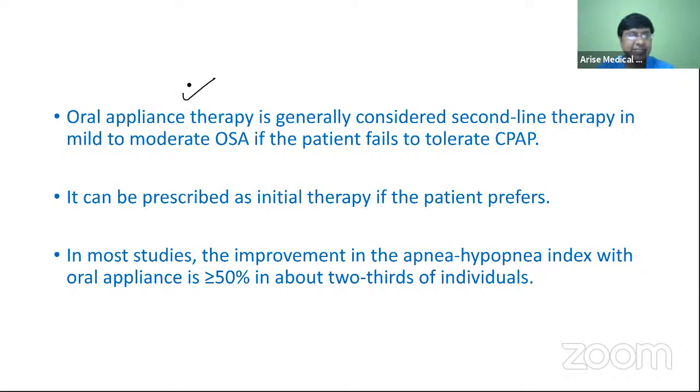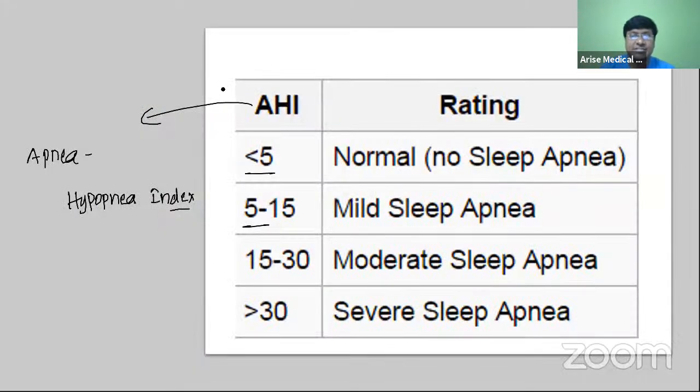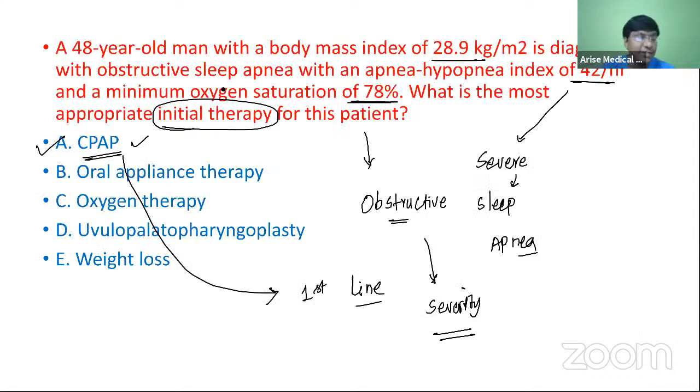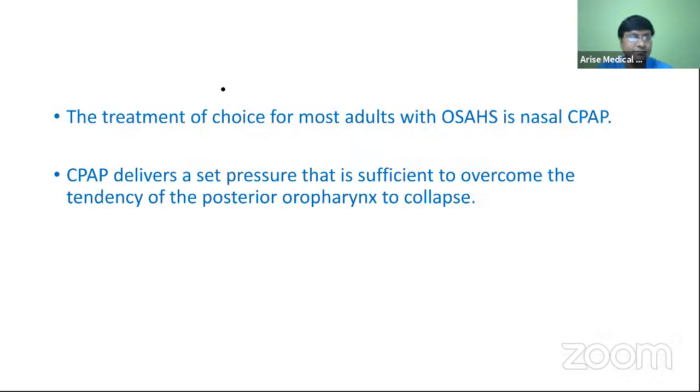And oral appliance therapy. This is the second line therapy. First line therapy is definitely the CPAP, continuous positive airway pressure ventilation. But oral appliance therapy is generally considered second line in mild to moderate obstructive sleep apnea. But what is our patient having? Our patient is having severe obstructive sleep apnea because the value is 42. So definitely this patient requires CPAP, continuous positive airway pressure ventilation, not the weight loss.